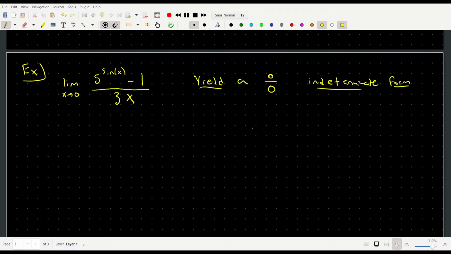This yields a 0 over 0 indeterminate form because as x goes to 0, 5 to the sine 0 minus 1 is 5 to the 0 minus 1, which is just 1 minus 1, or 0. The numerator is going to 0. And the denominator, 3 times x, as x goes to 0, is also going to 0. This is going to yield a 0 over 0 indeterminate form.